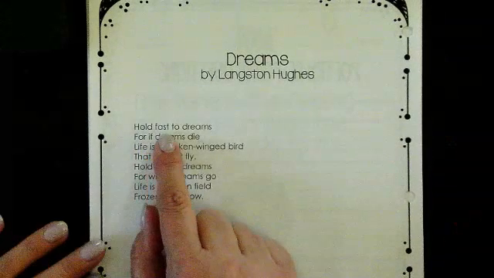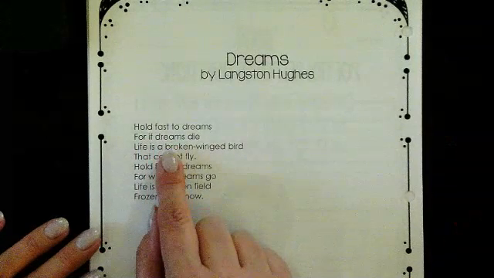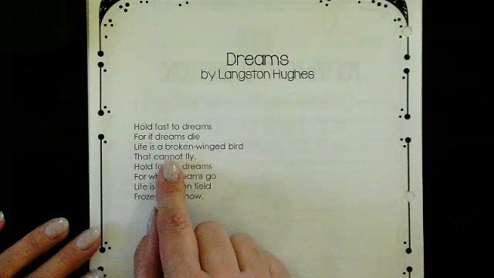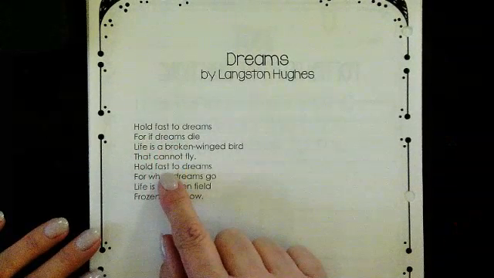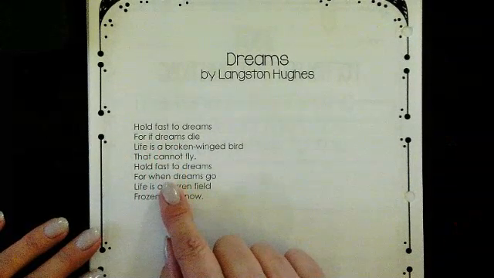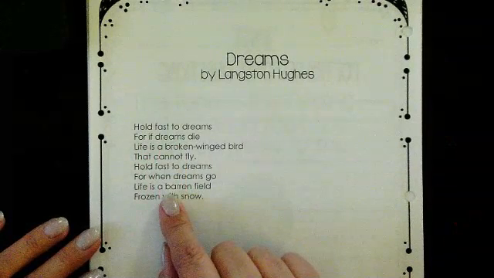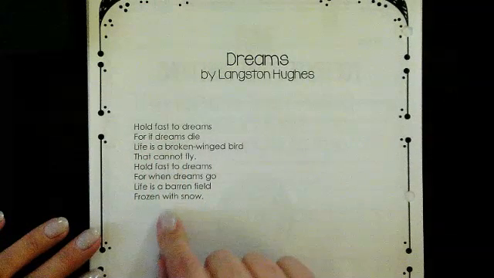Hold fast to dreams, for if dreams die, life is a broken-winged bird that cannot fly. Hold fast to dreams, for when dreams go, life is a barren field, frozen with snow.